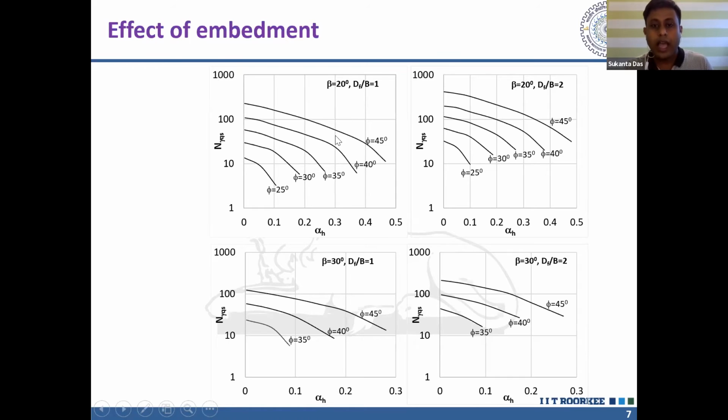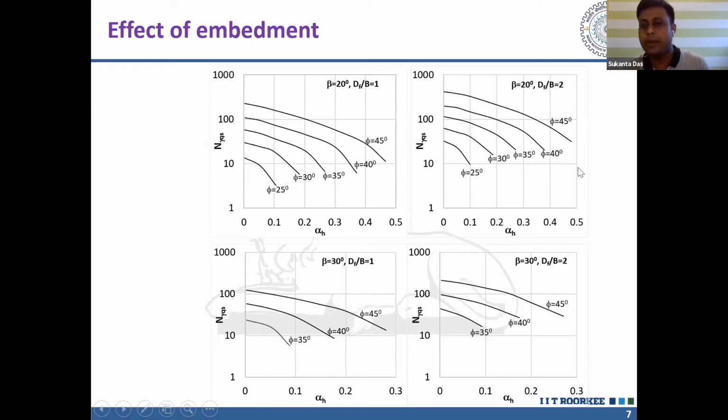But keep in mind that the embedment depth is the same, while the slope angle is changing. See here, phi is 45 degrees and phi is 45 degrees. Here it is 100 and here it is more than 100, because the y axis, which presents the bearing capacity factor, is on a log scale. But at a glance, we can see that the bearing capacity factor at a slope angle of 20 degrees is quite high compared to that at a slope angle of 30 degrees.